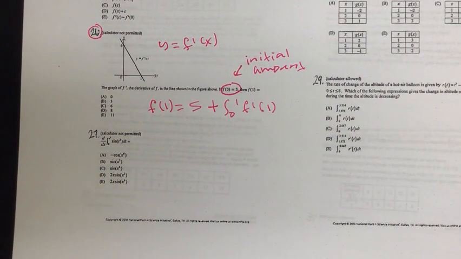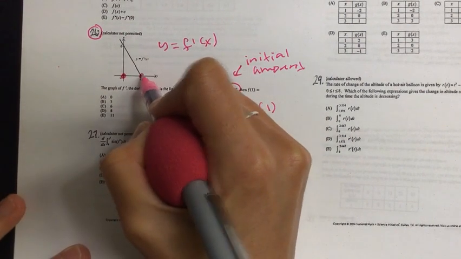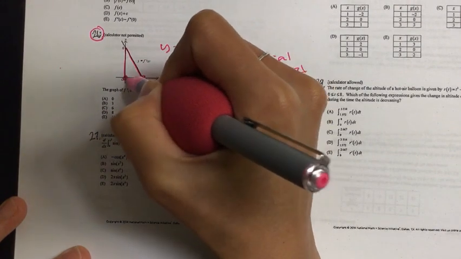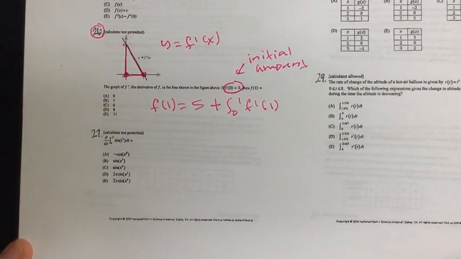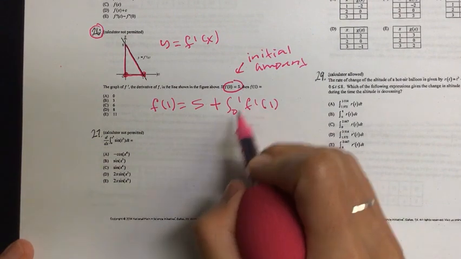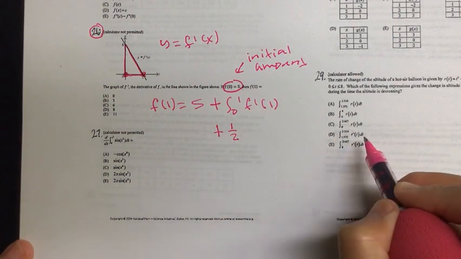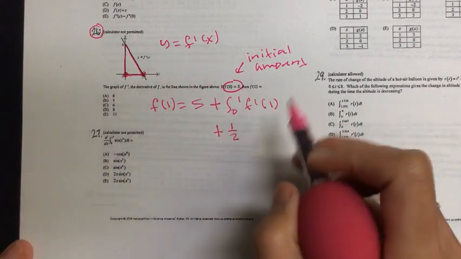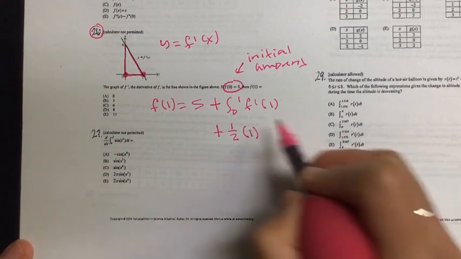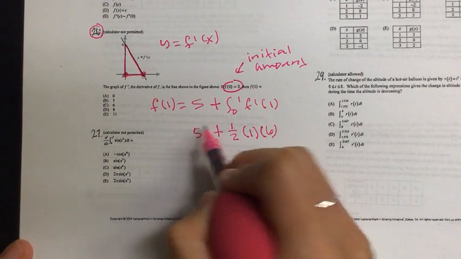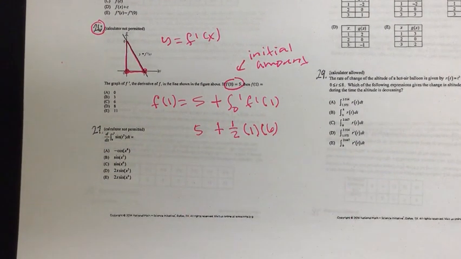There we go. So from the graph, isn't 0 to 1 already within? Yeah? It's above the x-axis. Is it a positive or negative area? It is a positive area. So just for that piece, we're looking at half times base times height. The base is from 0 to 1. How tall is the image? 6. So if I add on to that with the 5, how many would that give me? 8.